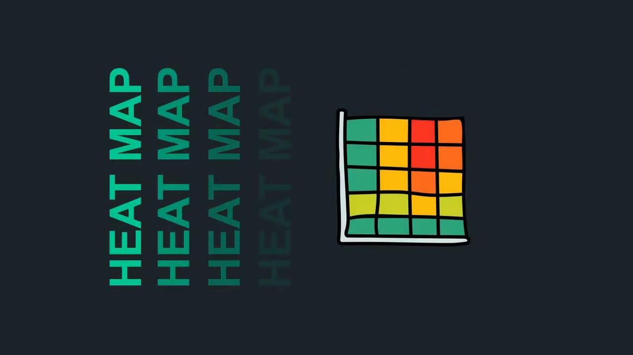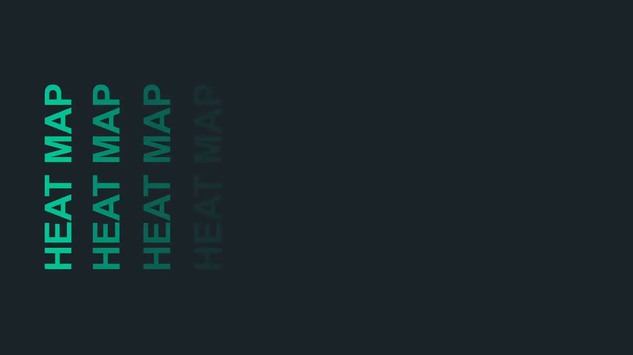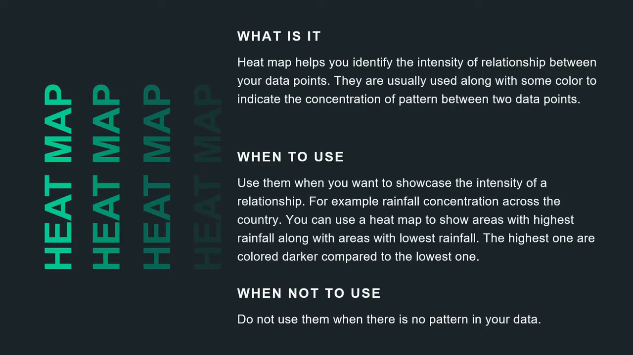Next up is a heat map. Heat map also helps you identify relationship between two data points with a slight difference. They help you visualize the intensity of a relationship in your data. Use of color is an important part in a heat map, and the intensity of a color is used to indicate the intensity of a relationship. Just like scatter plots, do not use heat maps if you do not have any patterns in your data.